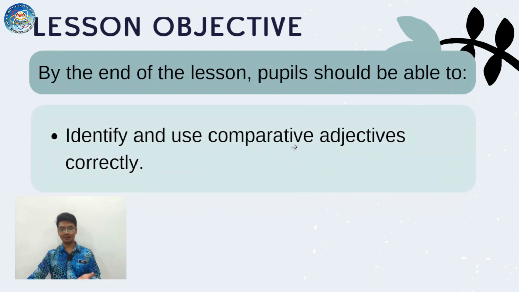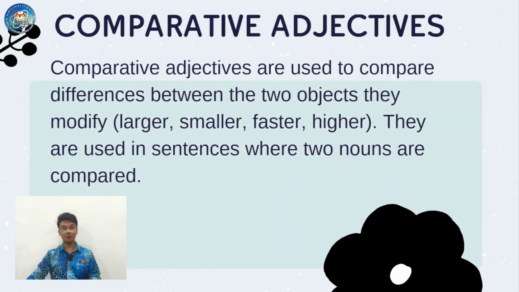Okay, before we start, let us take a look at the lesson objective. By the end of the lesson, pupils should be able to identify and use comparative adjectives correctly. So, what are comparative adjectives? Comparative adjectives are used to compare differences between two objects they modify. For instance, we use larger, smaller, faster, and higher. So these words are used in sentences where two nouns are compared.